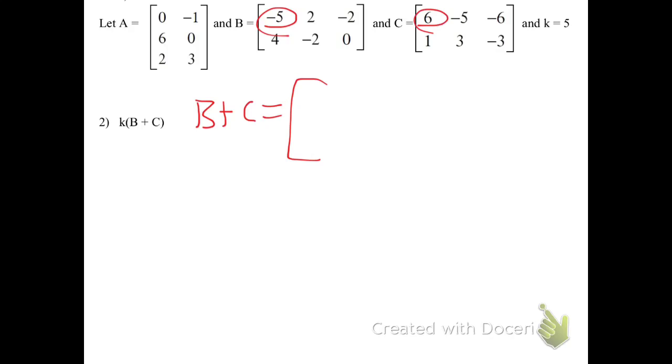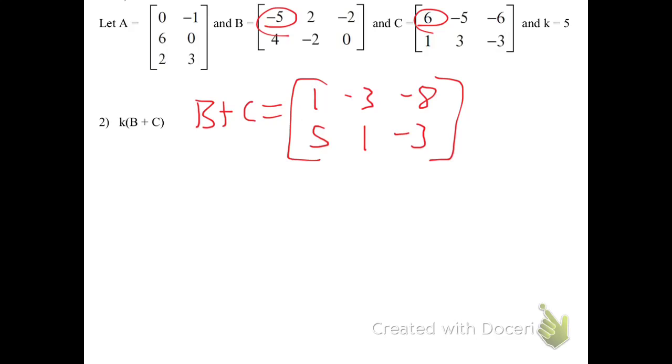-5 plus 6 is positive 1. 2 plus -5 is -3. -2 plus -6 is -8. 4 plus 1 is 5. -2 plus 3 is 1. 0 plus -3 is -3. Okay, so we got B plus C. Now we have to times that whole thing by K.